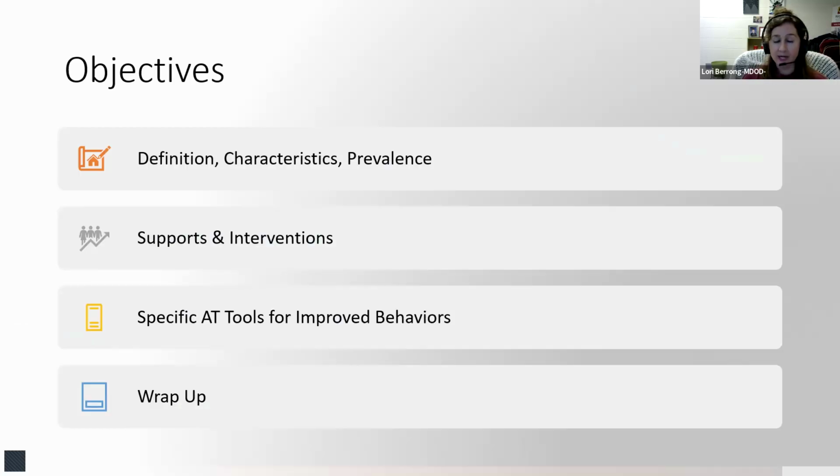Our objectives for today. We're talking about assistive technology for emotional behavioral disorders. So we're going to kind of capture what that definition is, what those characteristics are of EBD, prevalence of EBD, some supports and interventions, specific tools to help improve behavior, and then a brief wrap up. And it's in that wrap up that we'll have our Q&A time as well.